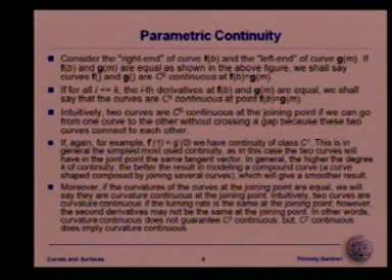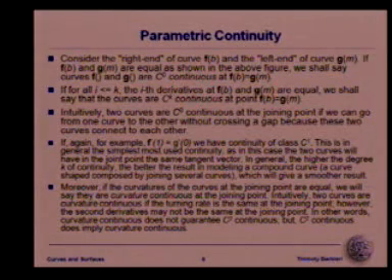Okay, so, we have considered the right end of the curve F(b) and the left end of the curve G(m). If F(b) and G(m) are equal, as shown in the above figure, which I have drawn, we shall say that the curves F and G are C0 continuous at F(b) equals G(m). If for all i less than k, the i-th derivatives at F(b) and G(m) are equal, we shall say that the curves are Ck continuous at that point. This is what we have discovered together.